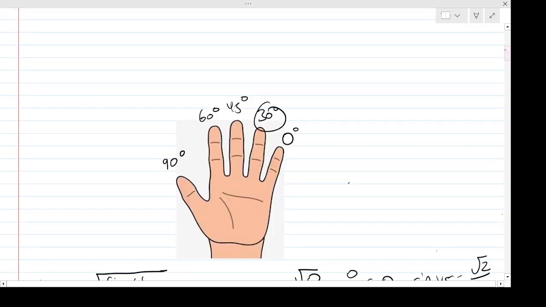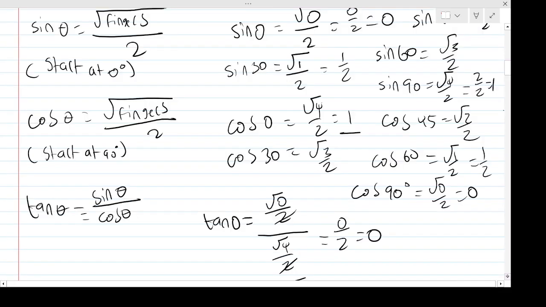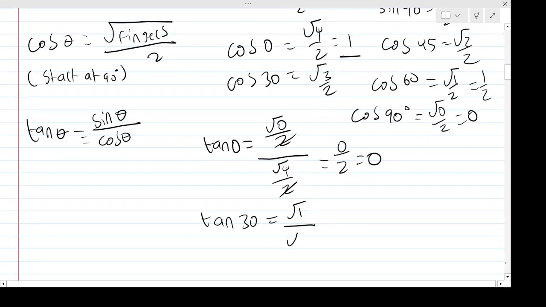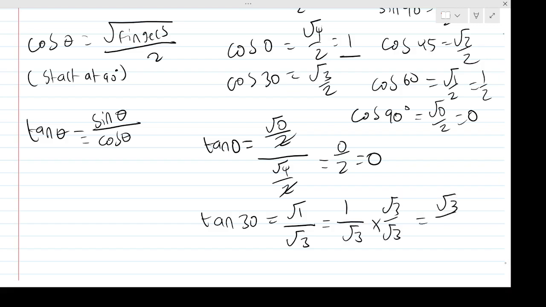So then if we deal with cos 30, again, we start at 90. So that'd be 1, 2, 3 fingers. So that'd be root 1 over root 3 there, okay? So root 1 over root 3 would be, well, root 1 is 1, and then root 3 is just root 3. We can rationalise if we want to by timesing both top and bottom by root 3. So that will go to root 3 over 3, equivalently. So tan 30 is root 3 over 3.